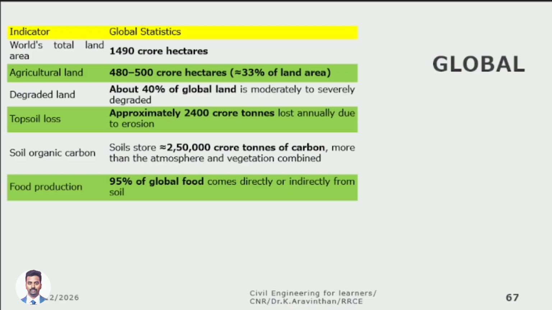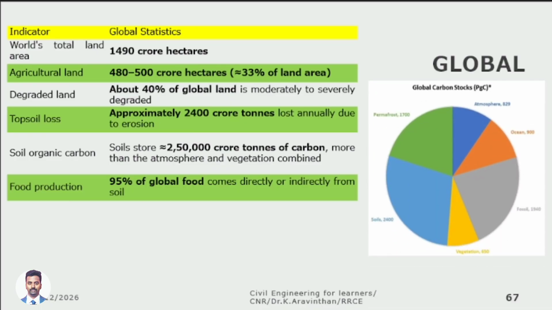In the atmosphere also there is carbon. When we emit CO2 through vehicles, some part goes to the atmosphere, some part is taken in by the plants and stored in the soil. Food production: 95% of food comes from soil. If there is no good soil, you will not get healthy food. Nutrition will be less. Carbon is mostly stored in soil.